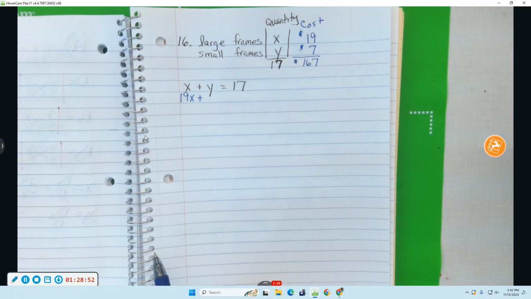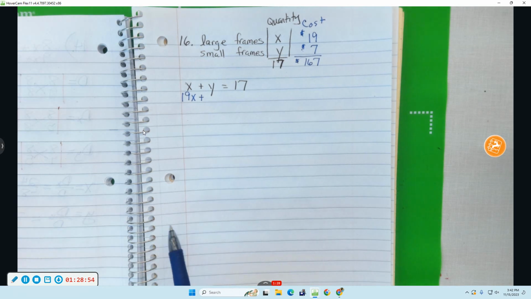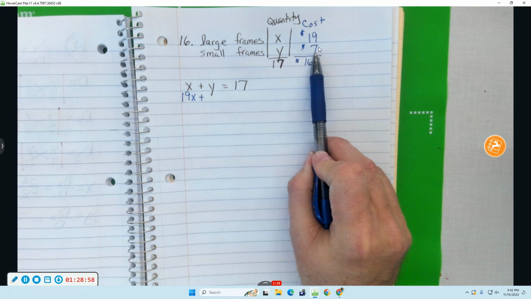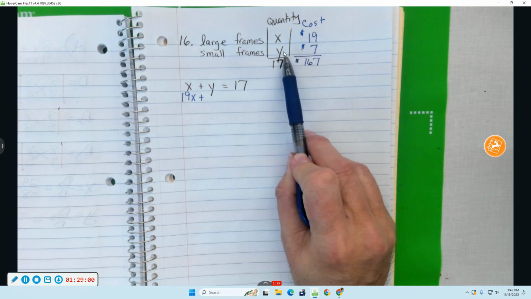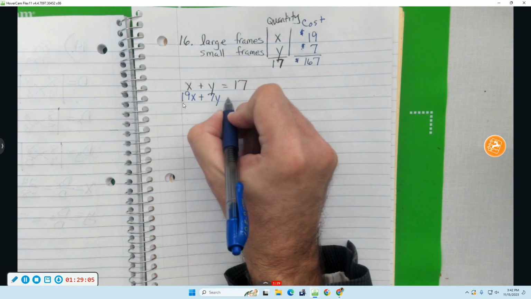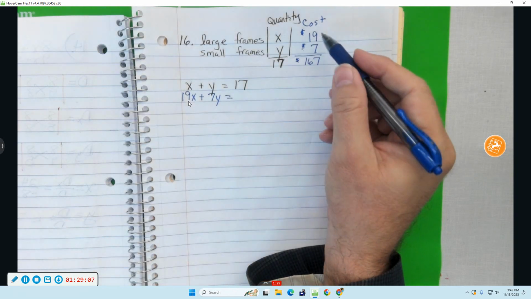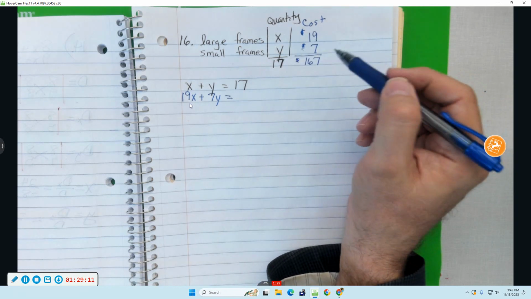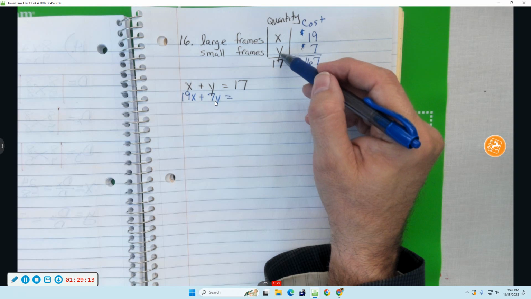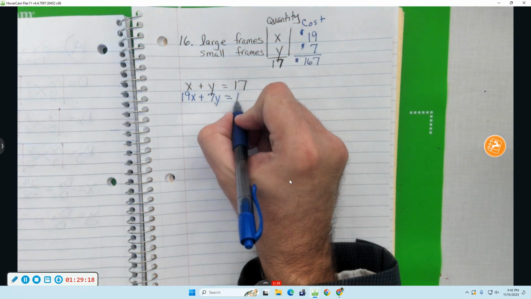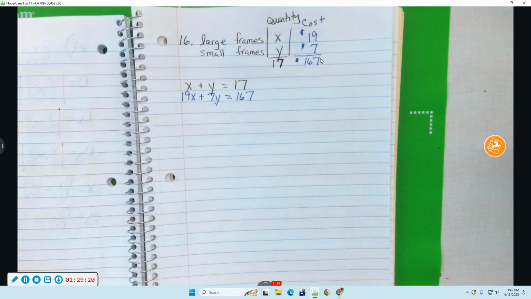Let's add all the money she spent buying small frames. Each small frame costs $7, the cost per item times the number of items. That's 7Y. So 19X is how much you spent on the large frames, and 7Y is how much you spent on the small frames. Adding that money together, it better equal the total amount of money she spent, $167.